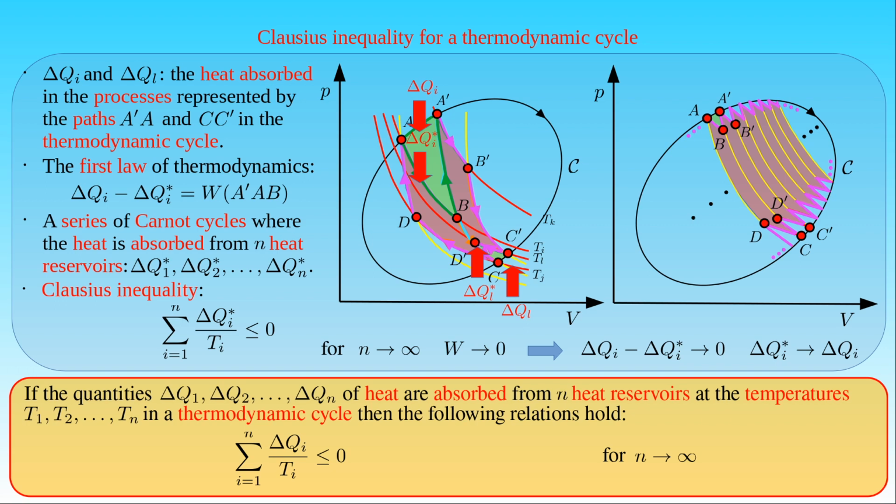Since the absorbed heat delta Qi approaches 0 as the number n of the thermal reservoirs goes to infinity, the infinite sum becomes a cyclic integral of 1 over the temperature T with respect to the heat Q, and the Clausius inequality states that the cyclic integral of the reduced heat absorbed in the thermodynamic system is never greater than 0. If the thermodynamic cycle is reversible, then the infinite sum or the cyclic integral vanishes, otherwise it is less than 0.